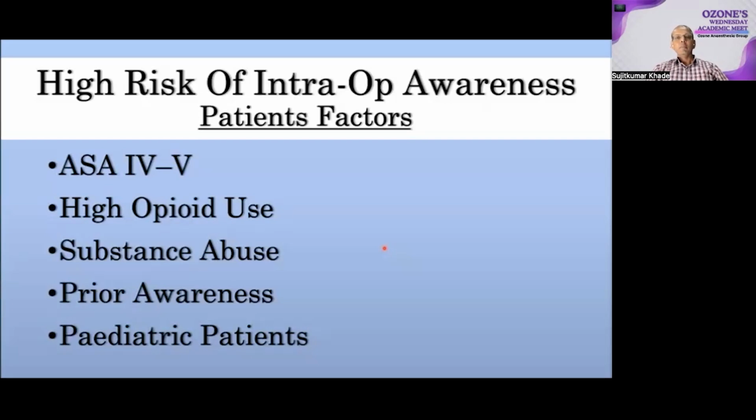First, we will see patient factors, and these are ASA grade 4 and 5 patients who have limited cardiac reserve, patients with chronic pain or high opioid use, they usually have tolerance to these drugs, substance abuse, prior history of awareness, anxiety history increases the risk. The pediatric patients have higher incidence of intraoperative awareness.